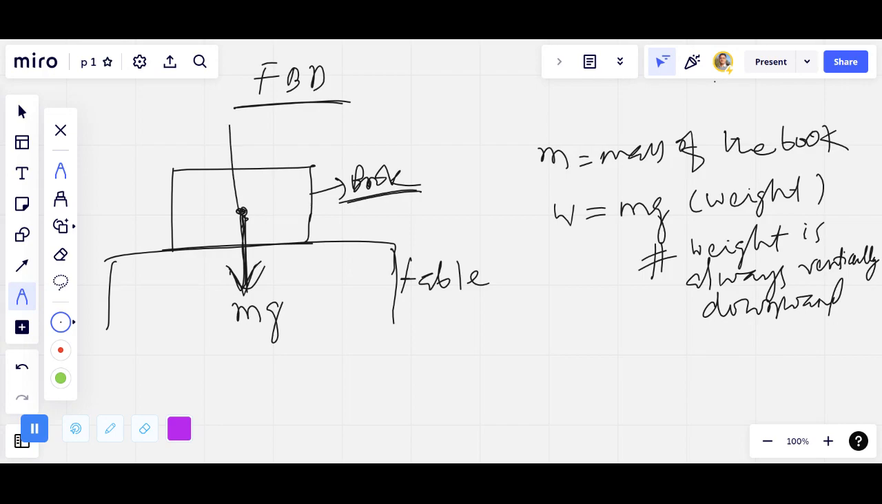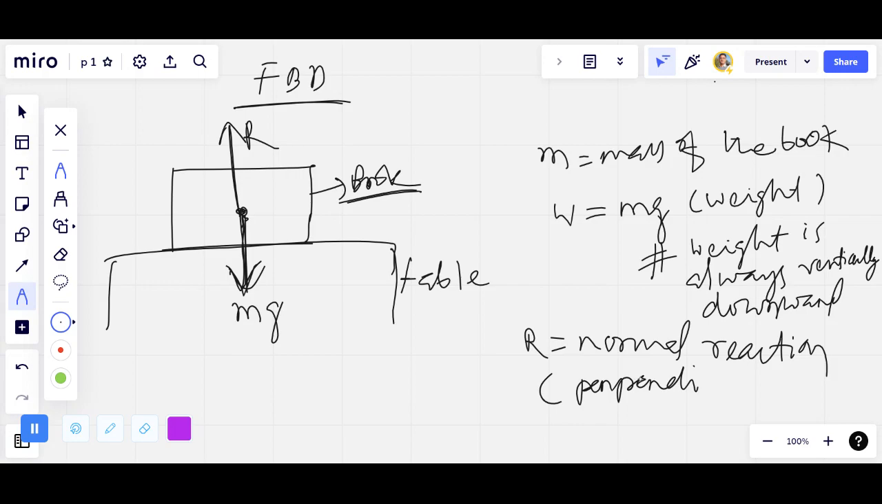Now the table is also giving an equal force which is acting opposite to the direction of weight, that is normal reaction. In many books you can find normal reaction taken as N, but I'm taking it as R. So R is normal reaction, which is always perpendicular to the surface.